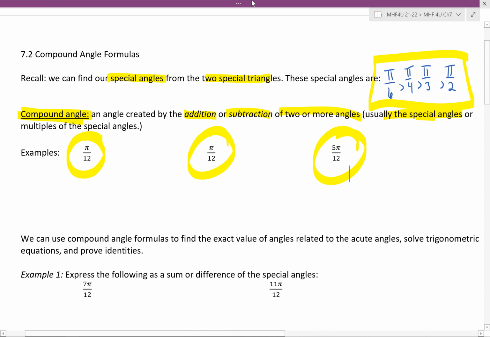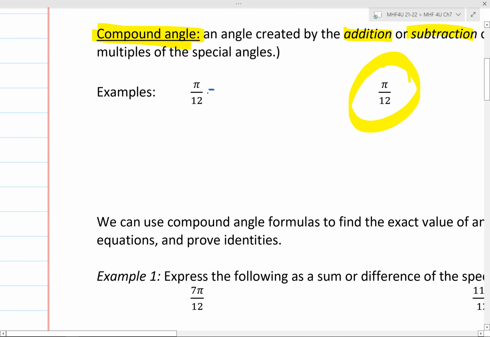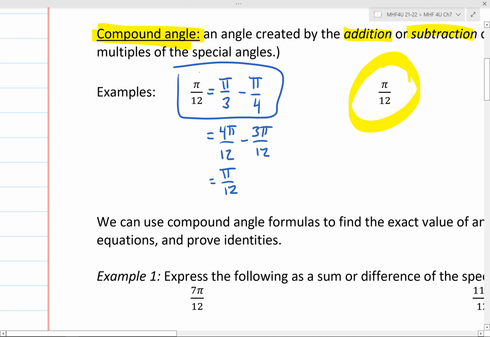So if we work with pi over 12, well, pi over 12 is a nice and easy one. We can have pi over 3 minus pi over 4. And you might say, well, hang on, I'm not positive that equals pi over 12, so we can double check it, right? Pi over 3 is like 4 pi over 12. Pi over 4 is like 3 pi over 12. And 4 pi over 12 minus 3 pi over 12, grade 5 math skills tell us we're working with pi over 12 right here. So as a compound angle, pi over 12 can be written as pi over 3 minus pi over 4.